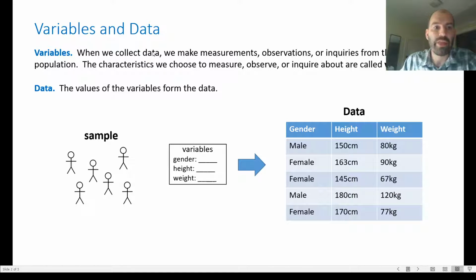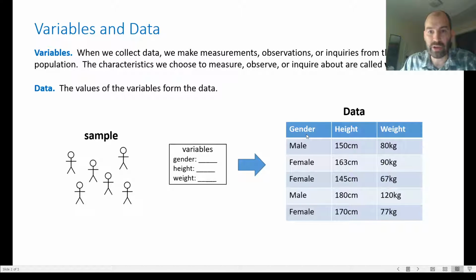The data are the values that we measure from the variables. So if I do a study, eye color is my variable. The actual colors that I measure, those are the data. Let's look at this example here. I got a sample of 6 people. The variables I choose to measure from those 6 people are gender, height, and weight. And the data are the actual measurements that I make.